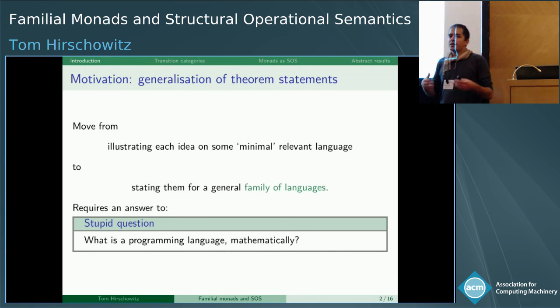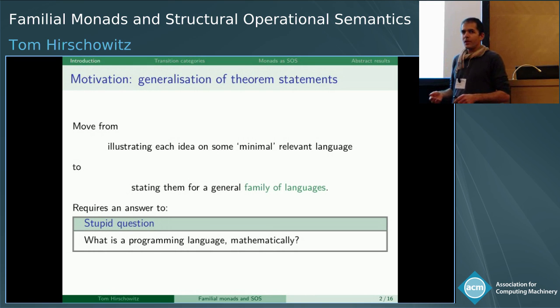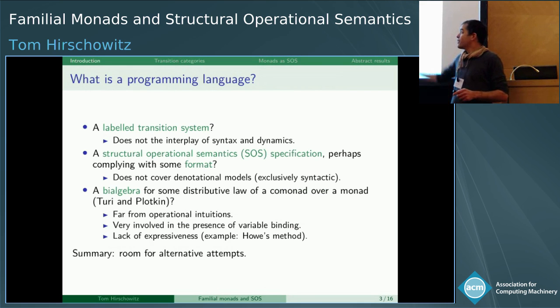We would like to state the results for the family of languages for which they make sense. But there's a problem with that, is that as a community, I don't think we have a common answer to the stupid question of what a programming language mathematically is. So here are a few candidates, which I'm going to dismiss one after another, of course.